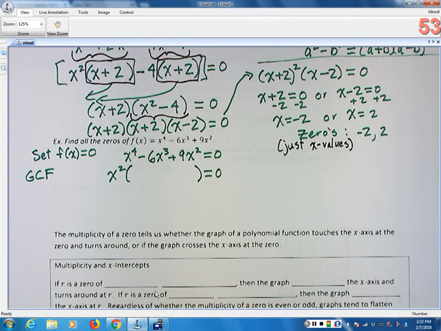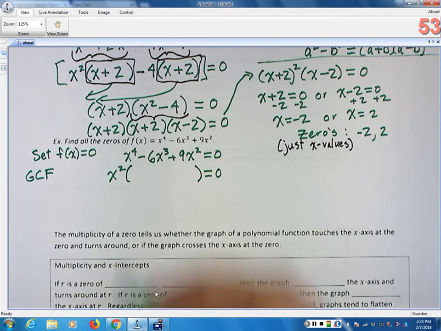So I tell you the steps, yes. Set f of x to 0 and then factor, take out the greatest common factor. There you go. The draw tells you to do that, but you don't have to do it on there. Okay, so let's see.